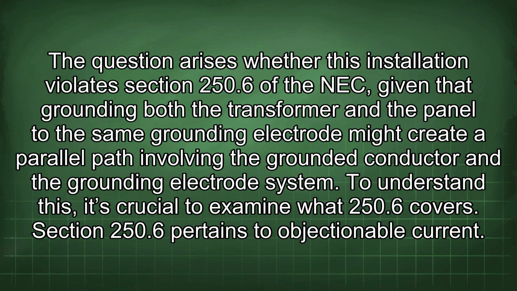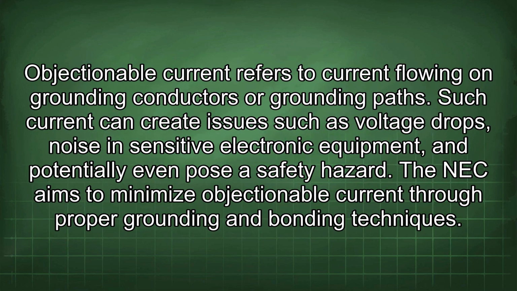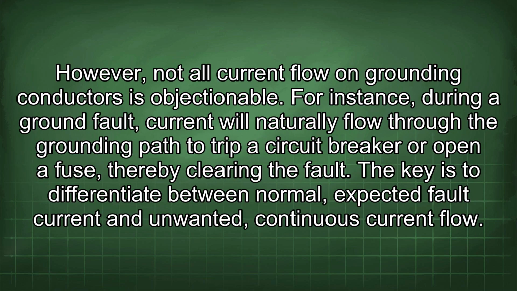Section 250.6 pertains to objectionable current. Objectionable current refers to current flowing on grounding conductors or grounding paths. Such current can create issues such as voltage drops, noise in sensitive electronic equipment, and potentially even pose a safety hazard. The NEC aims to minimize objectionable current through proper grounding and bonding techniques. However, not all current flow on grounding conductors is objectionable.